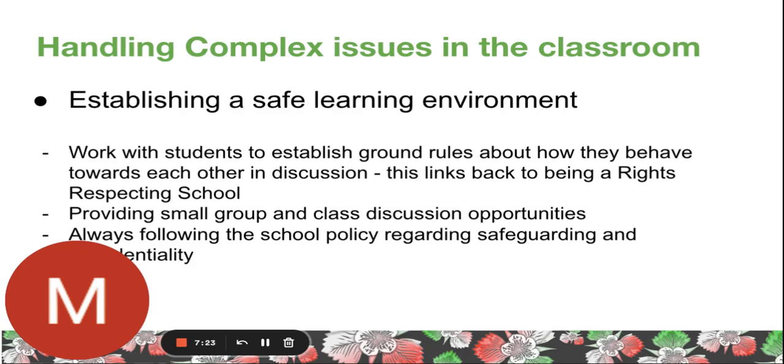One of the most important things that staff ensure is that there is a safe learning environment when it comes to Education for Life. This is paramount. We work with students at the beginning of the year to establish ground rules about how they behave towards each other in discussion, linking back to being a rights-respecting school. We provide lots of opportunity for small group and class discussions, and we always follow the school's safeguarding policy and confidentiality. Further support is always highlighted at the end of every lesson, where students can go for help and advice if they need to.